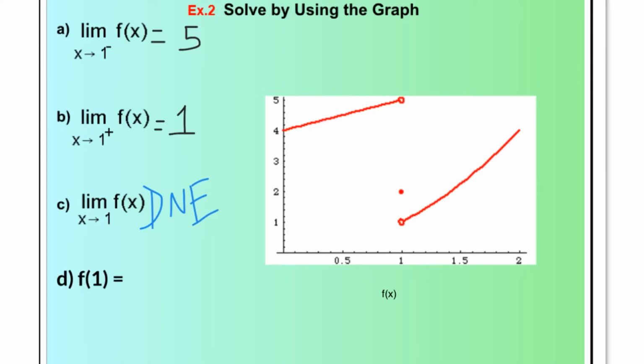Alright, so here's our fourth question. What is f of 1? Where is it defined? f of 1 equals 2. Why? Because again, I'm asking what f of x is particularly defined as. Well, if x is 1, f of 1 is 2, and you can see that dot right there.